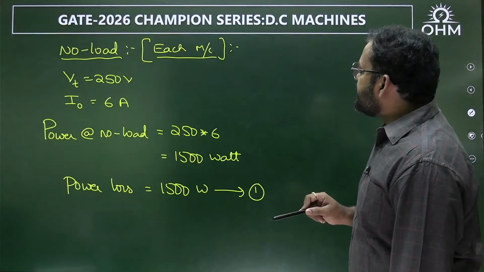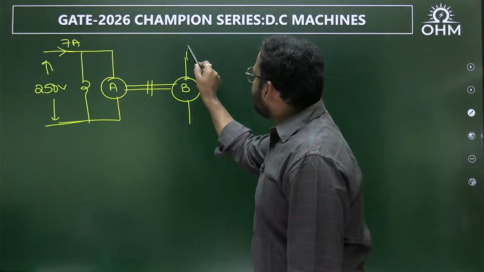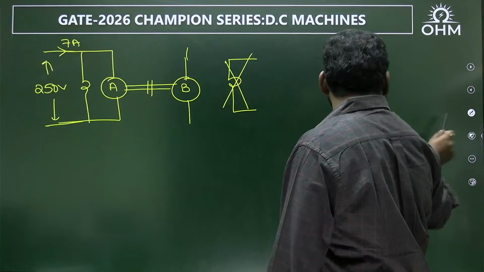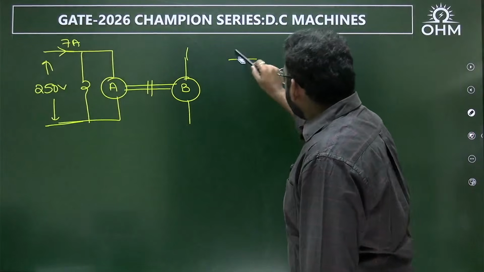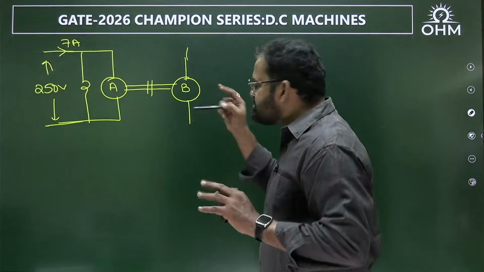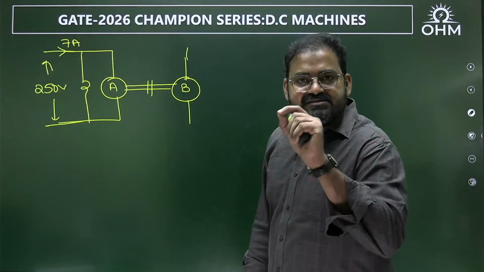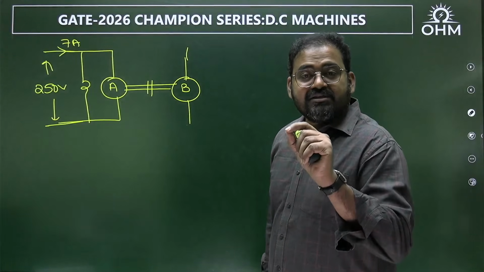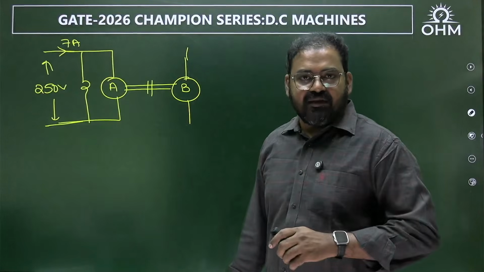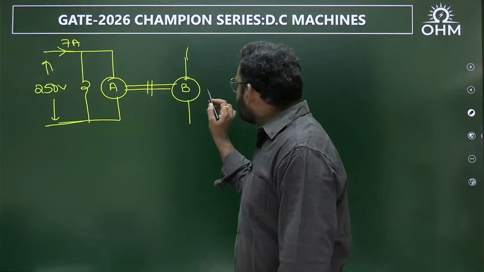B is unexcited means its field winding is not excited with any supply. There is no field winding in machine B indirectly. If there is no field winding, flux will be equal to 0 in machine B. If a flux is equal to 0, there won't be any iron losses in machine B. Am I correct or not? Okay. No iron losses in machine B.